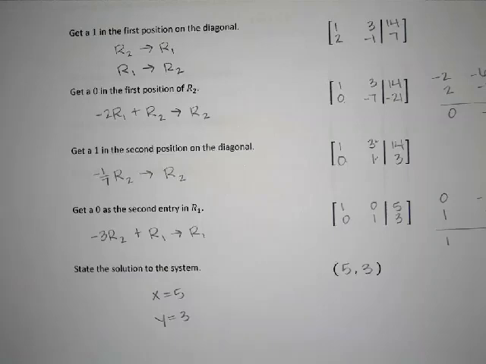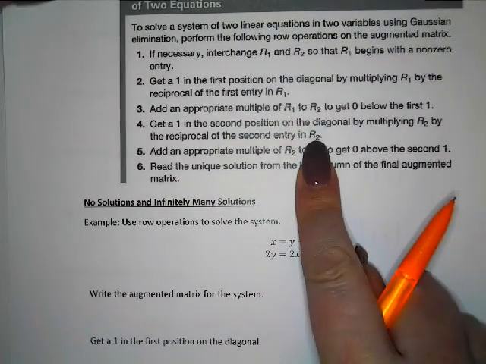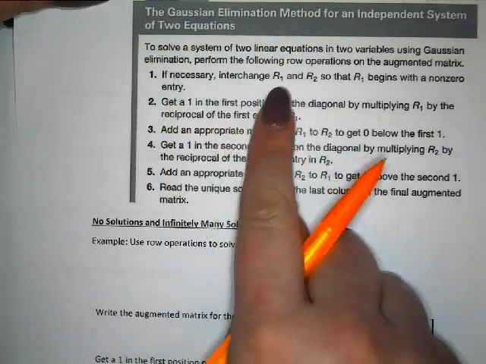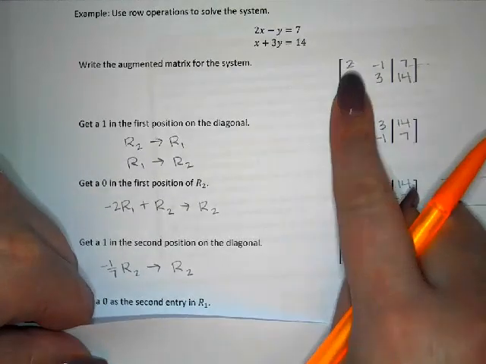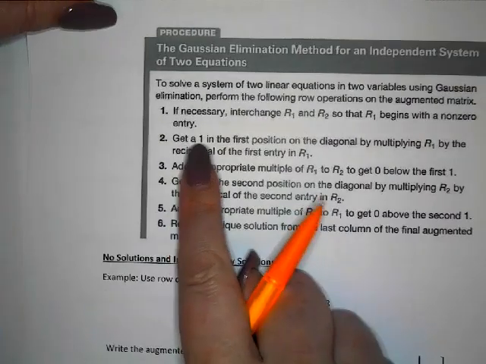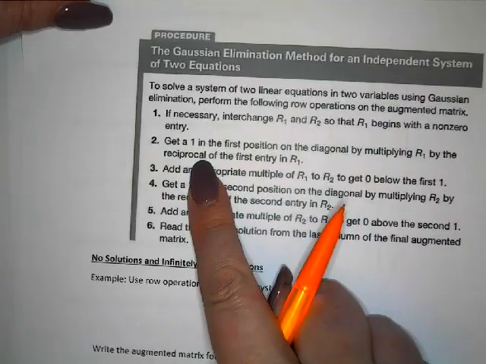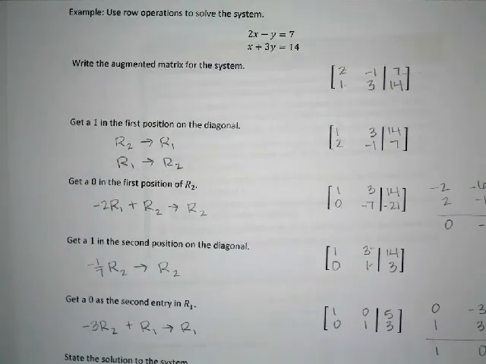All right, so the next page of notes has a list that kind of talks you through these steps. So it says, if necessary, interchange the first and second row so that you begin with a non-zero entry. You can't have a 0 in the first position. You have to have something that you can turn into a 1. So we start by getting a 1 in the first position on the diagonal by multiplying that by the reciprocal. So we didn't do that in the second example because it already had a 1 there, but we did do that in the first example.